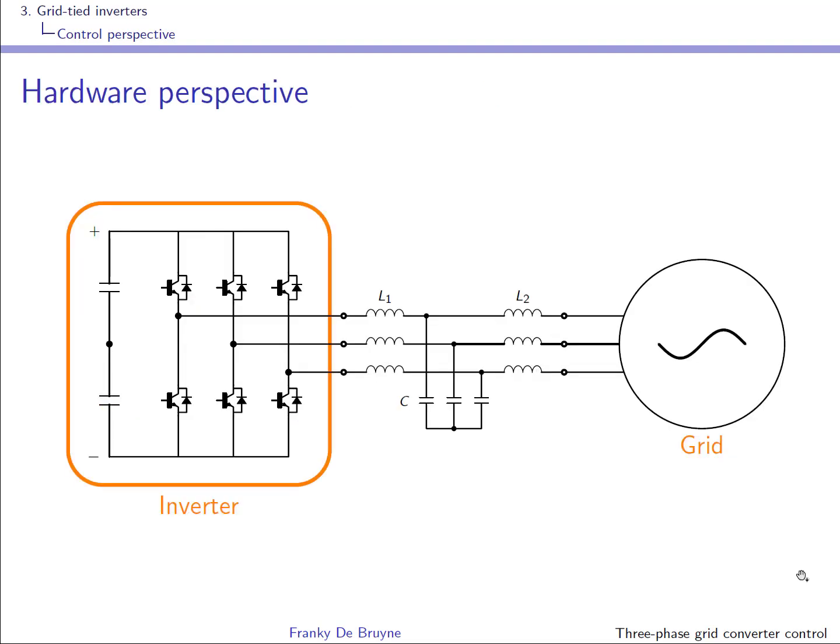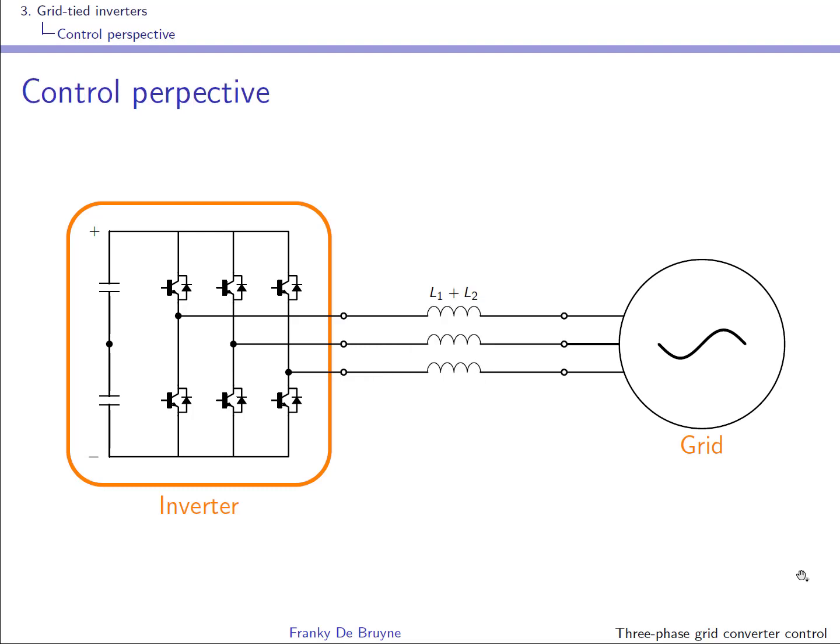So what you see here is the hardware perspective. You have your inverter with your LCL filter that is connected to the grid, but from a control perspective, we're not interested in the high frequency dynamics, so we can replace that by a much simpler situation where we forget about the capacitor and we end up with an inductor which is simply the sum of the two inductances, L1 plus L2.